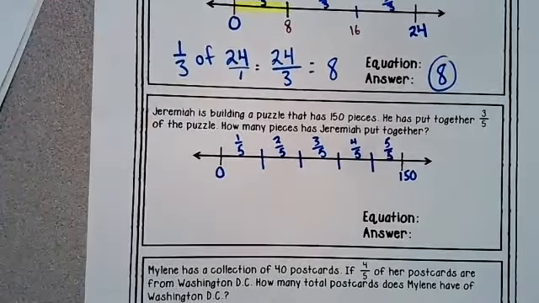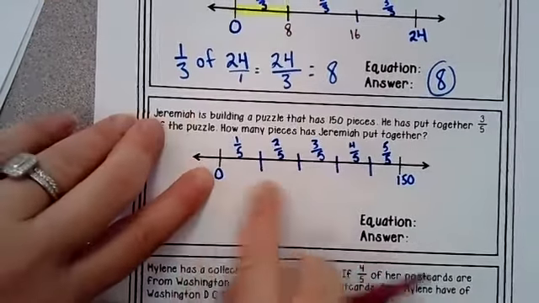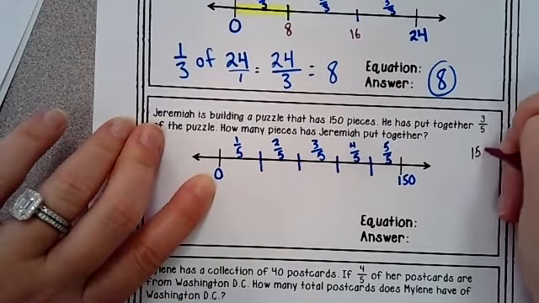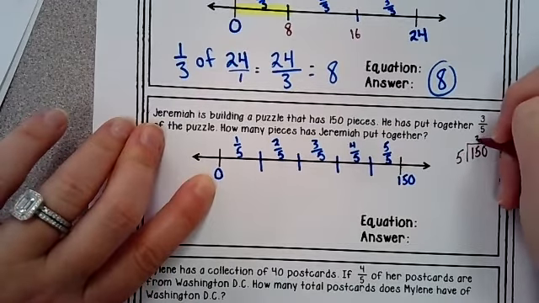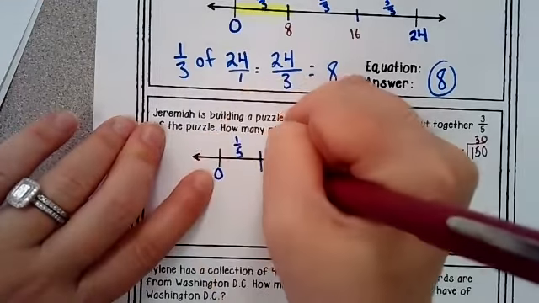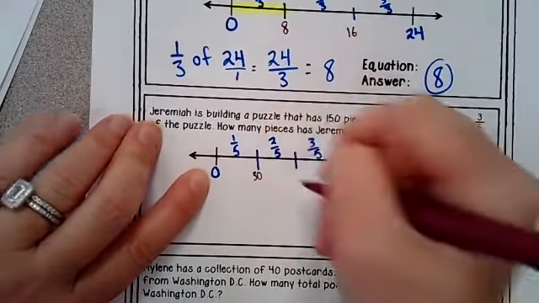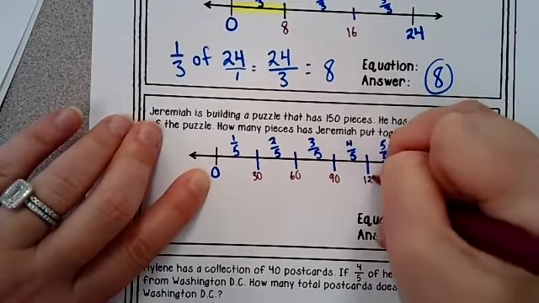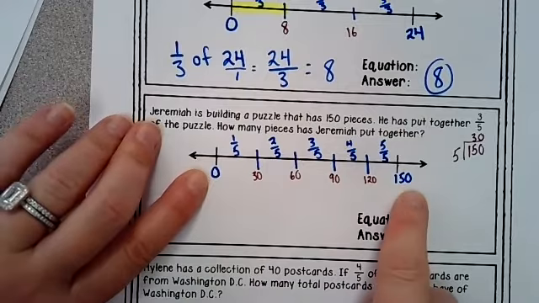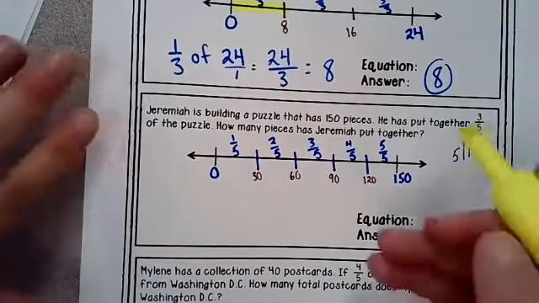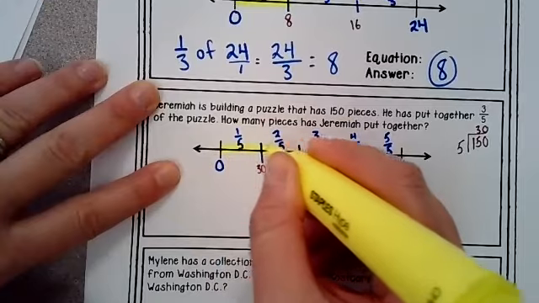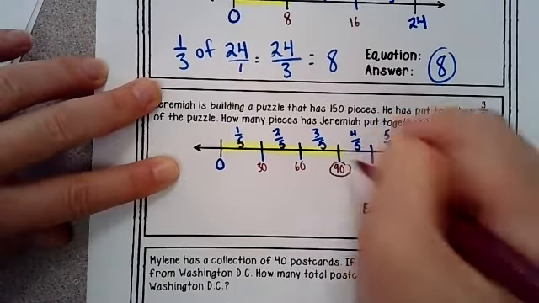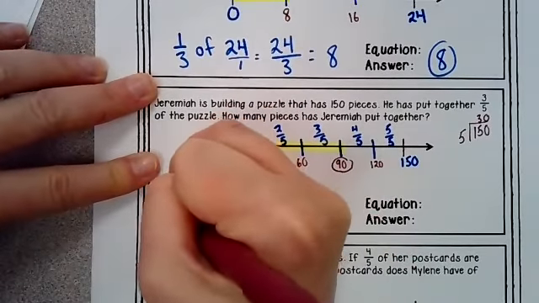Okay, now how much is in each section? Well, you've got to divide 150 by 5 to see how much is in each section. 150 divided by 5, it goes in 30 times. So 1/5 is 30. If you have 2/5, you have 60. If you have 3/5, you have 90. 4/5, you have 120. And if you've got all 5/5, you've got 150. Now it says Jeremiah only used 3/5 of the puzzle so far. So that is to there. So how much is that? That should be 90.